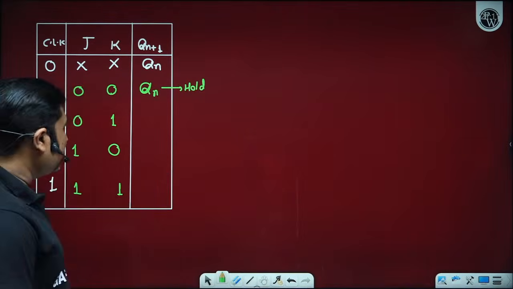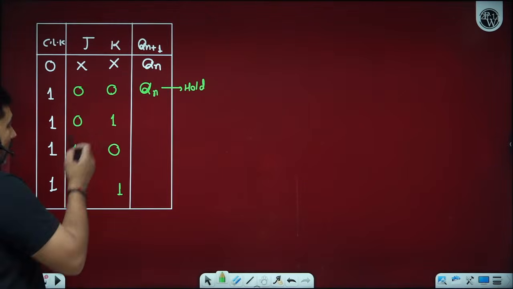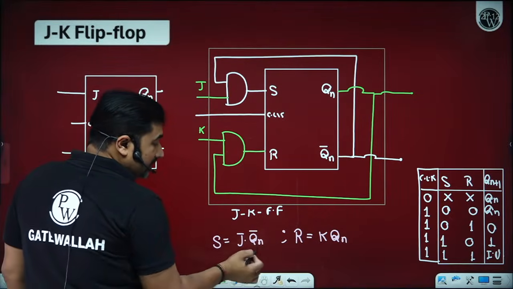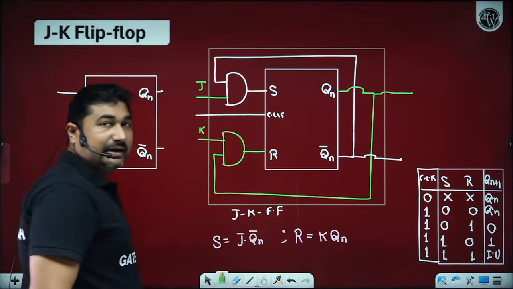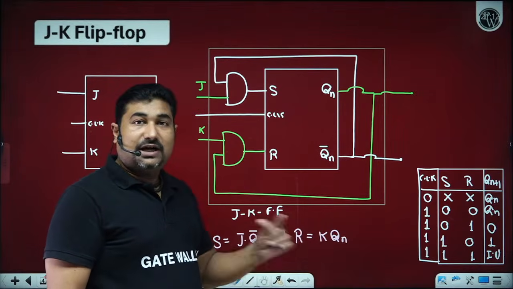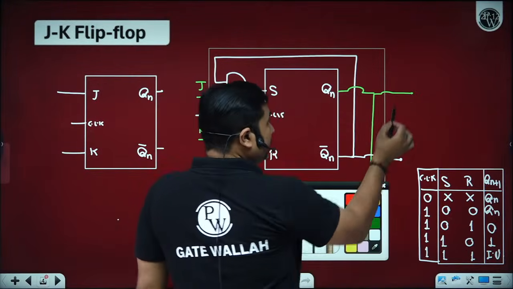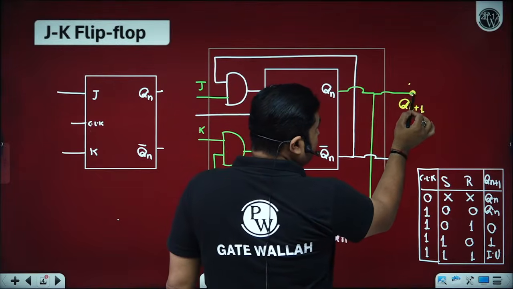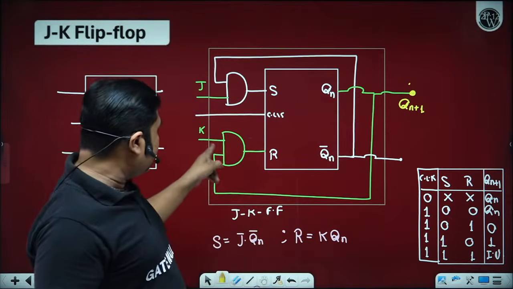Great. Now please observe here. For 0, 1, if J is 0 and K is 1, J 0 means S is 0, and if K is 1, R is Qn bar. R is Qn. Is it okay? Yes, sir. So if R is Qn, there are 2 possibilities. If we are interested in identifying Qn plus 1 at this particular port, is it okay? Yes, sir. We are getting Qn into K.